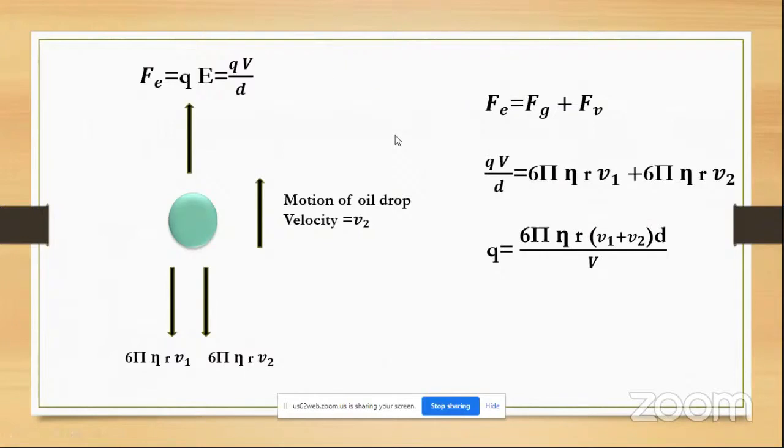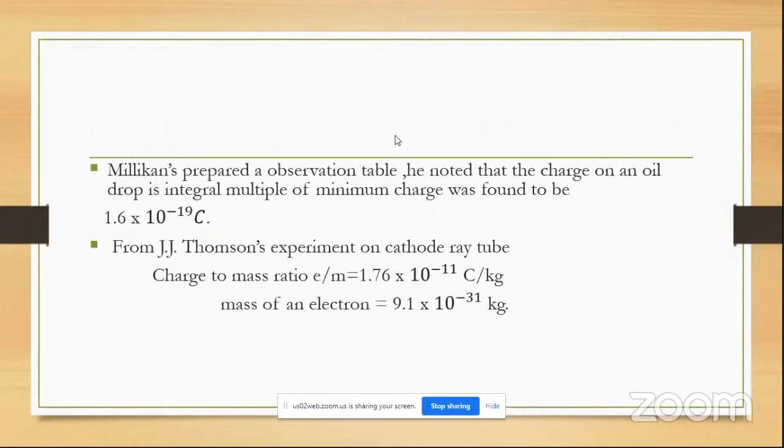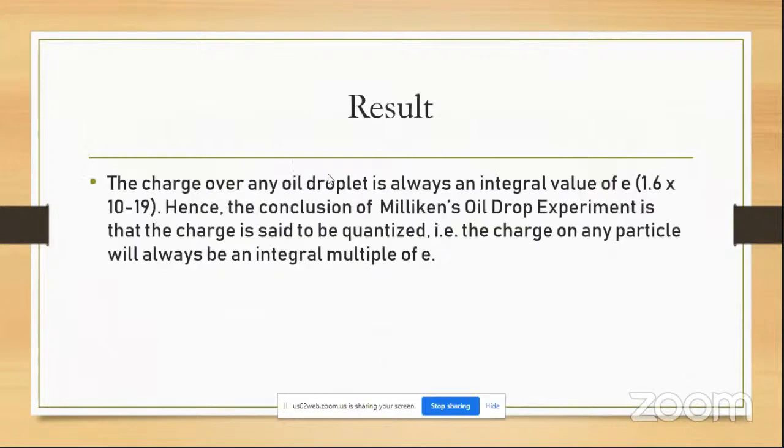Millikan performed this experiment and observed that the charge on an oil drop is an integral multiple of a minimum charge, which was found to be 1.6 into 10 raised to power minus 19 coulomb. And from the J.J. Thomson experiment on the cathode ray tube, the charge to mass ratio is 1.6 into 10 raised to power 11 coulomb per kilogram. So he calculated the mass of an electron, which is found to be 9.1 into 10 raised to power minus 31 kilogram. From this experiment, he concluded that the charge on any oil droplet is always an integral multiple of e.